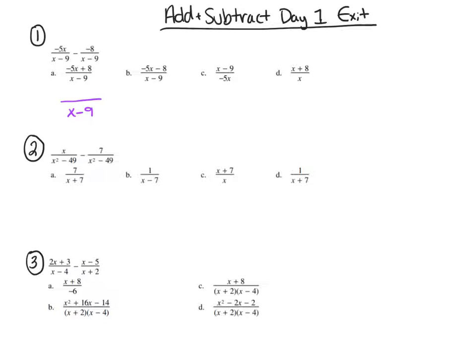So I have negative 5 minus a negative 8. Well, when I have minus a negative, I know that becomes positive. So I'm going to have negative 5x plus 8. So your answer to number 1 should have been A.